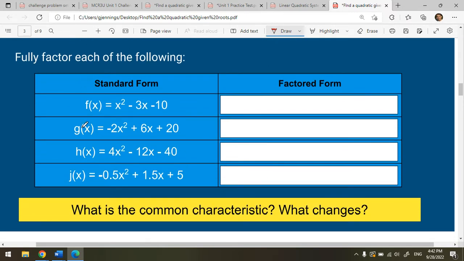So here, one activity for you will be to pause the video and then go ahead and fully factor each of the following equations. Remember that you want to start with common factoring and then move into other forms of factoring.